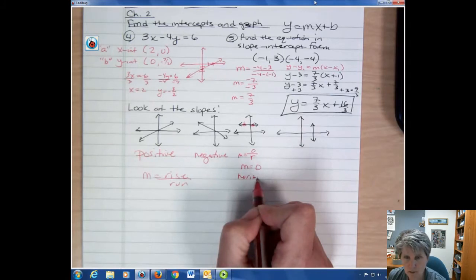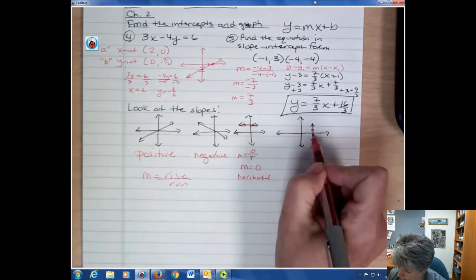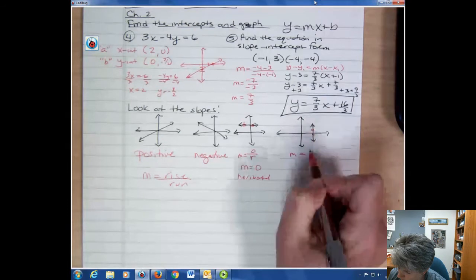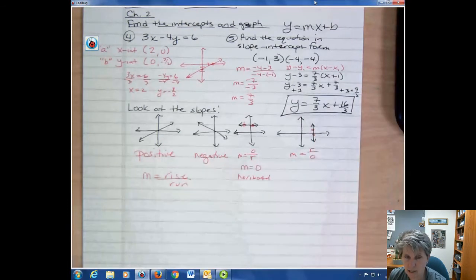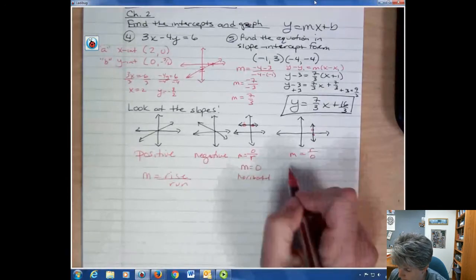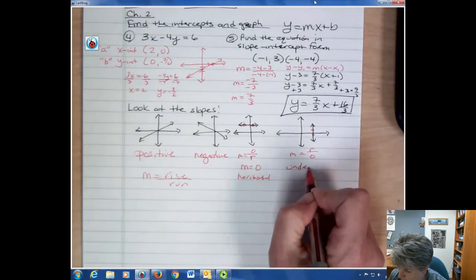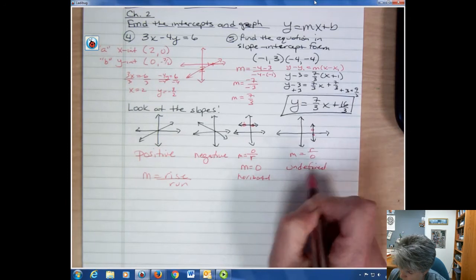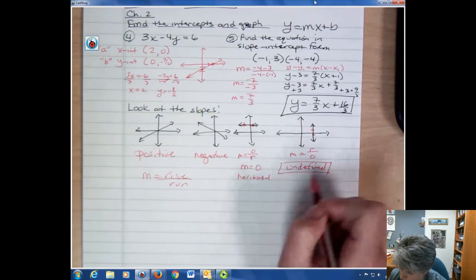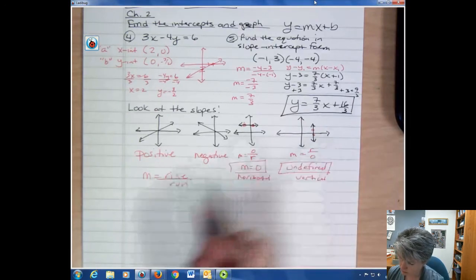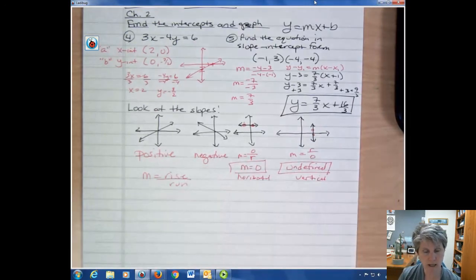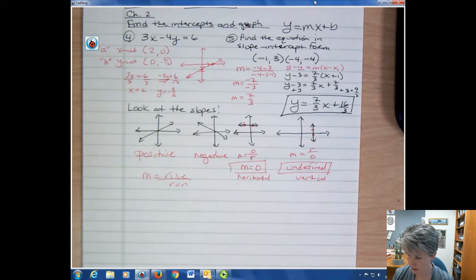So a horizontal line has a slope that's 0, whereas a vertical line does have rise, but it has no run. You're not going left or right there, so you're dividing by 0. What happens when you divide by 0? You get something that's undefined. And so we have undefined for a vertical line. We have m equals 0 for a horizontal line. We have a negative slope for a line that's falling from left to right, and a positive slope for a line that's rising from left to right.